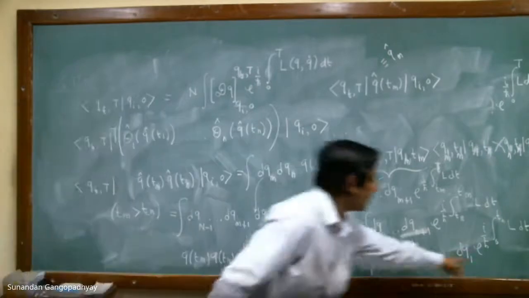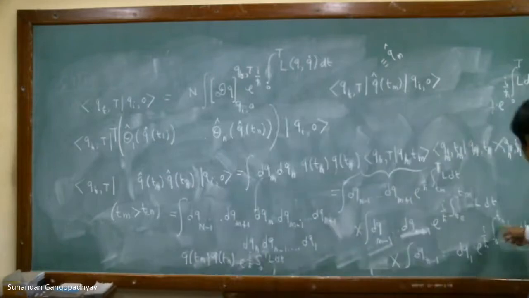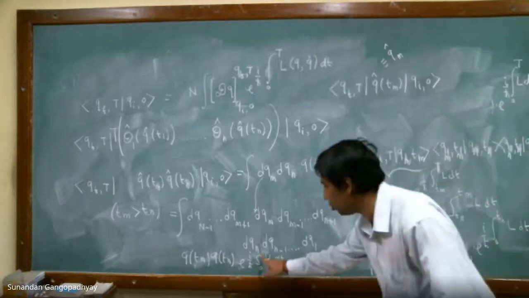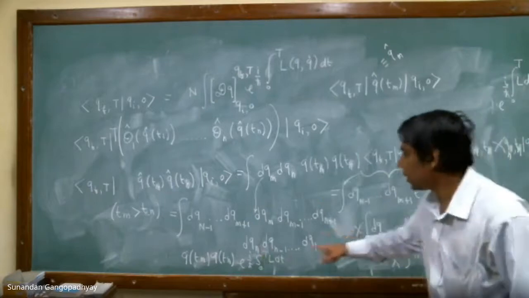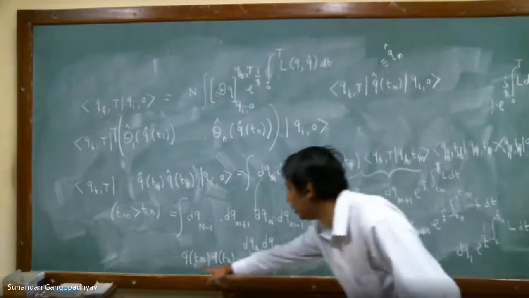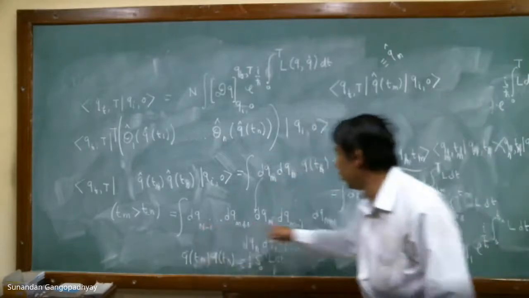Now you can see that you can combine this into one integral, because this is from 0 to t_n, then t_n to t_m, then t_m to capital T. So everything can be combined from 0 to capital T. You have these functions q(t_m) and q(t_n) sitting over here. And then you have this full measure.